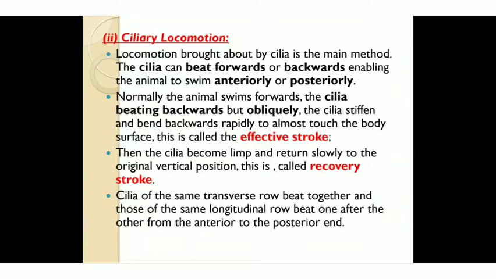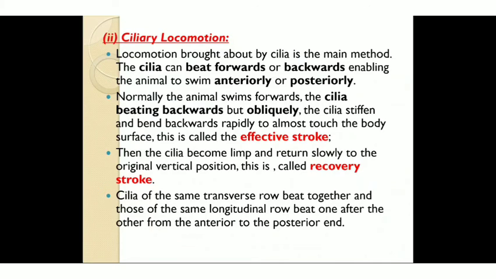When the cilia go backward at that time, okay, it is harder or it becomes stiffened, but when it reaches the posterior position it becomes limp, it becomes a little soft. And then it starts to return slowly to the normal position.